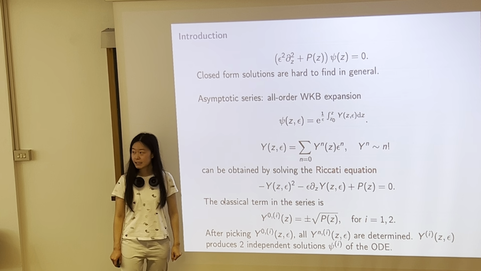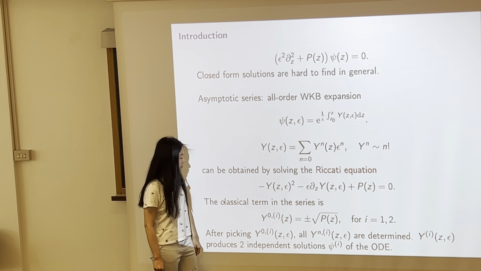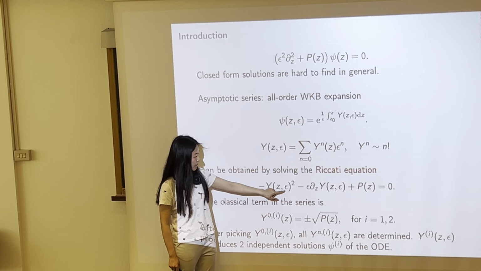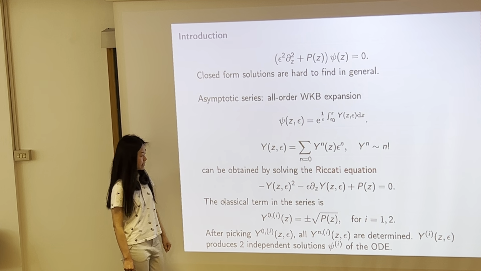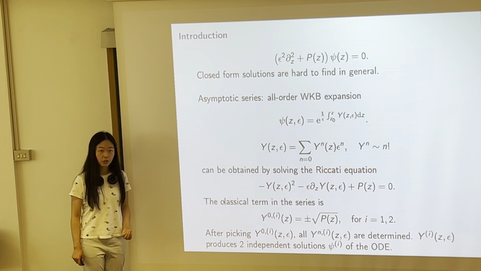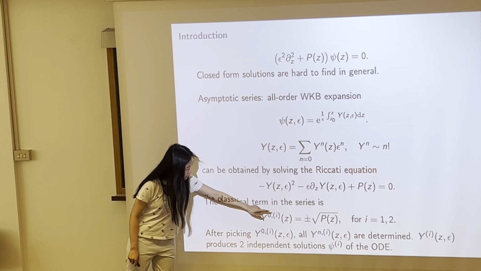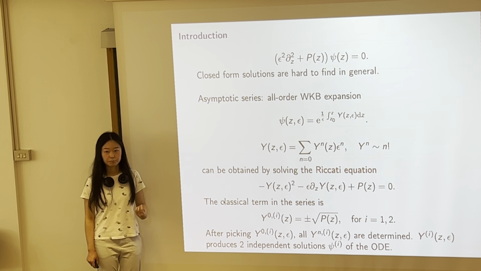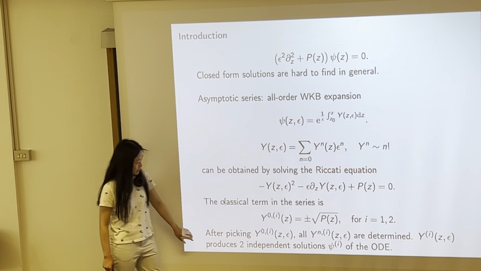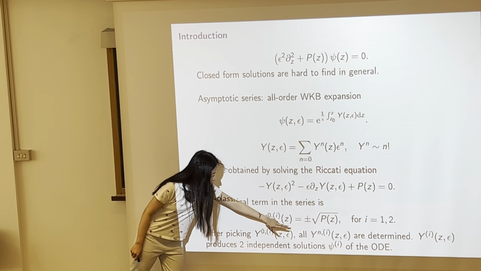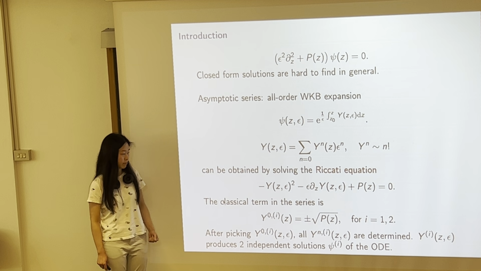If we look at the classical part of it, which corresponds to epsilon equals 0, we will get an equation y0 squared, and the other term will disappear because it depends on epsilon, equals P(z). So if you solve for this classical level equation, you will get a square root with this ambiguity of the sign. And actually, if we choose a sign here, this will determine all the higher order terms, yn, in this series. And eventually, this will determine which solution we are studying.